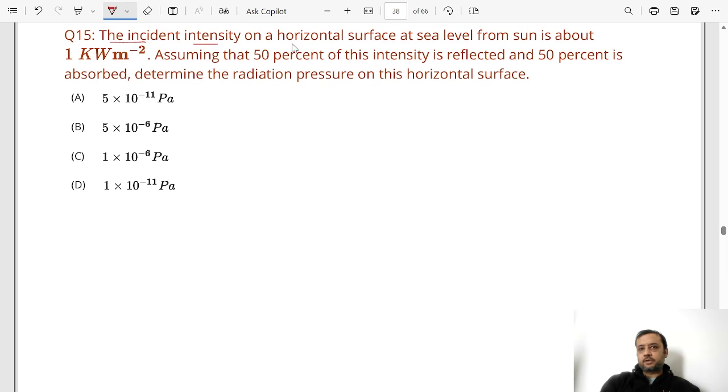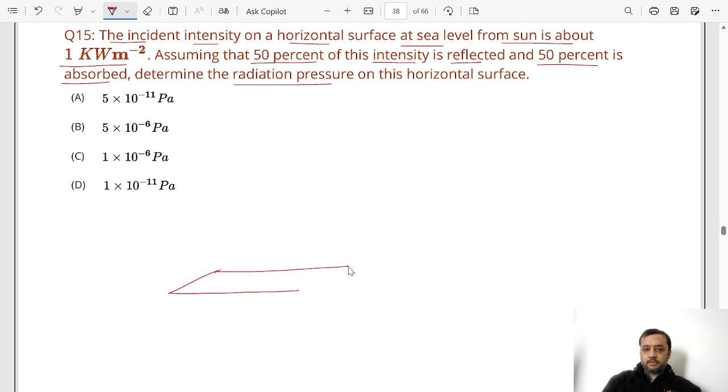The incident intensity on a horizontal surface at sea level from the sun is about 1 kilowatt per meter square. Assuming that 50% of this intensity is reflected and 50% is absorbed, we have to find the radiation pressure. So basically, assume any surface. Now suppose the light is falling from the sun, and this intensity is I. What is happening is that 50% of this light is getting reflected, so 0.5 I is getting reflected, and 0.5 I is getting absorbed. Now we have to find the pressure.